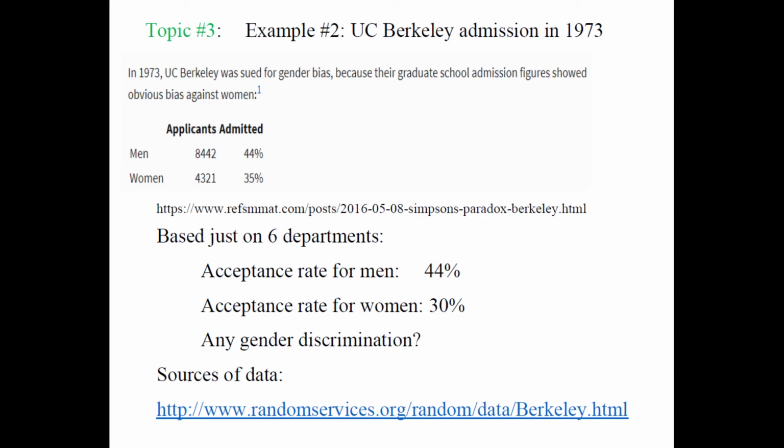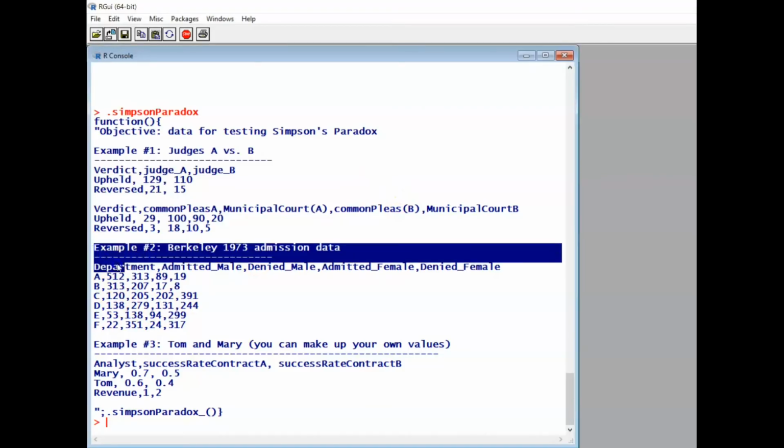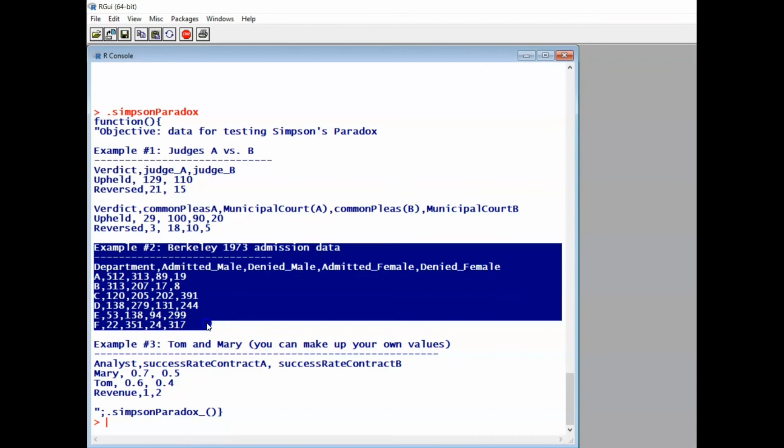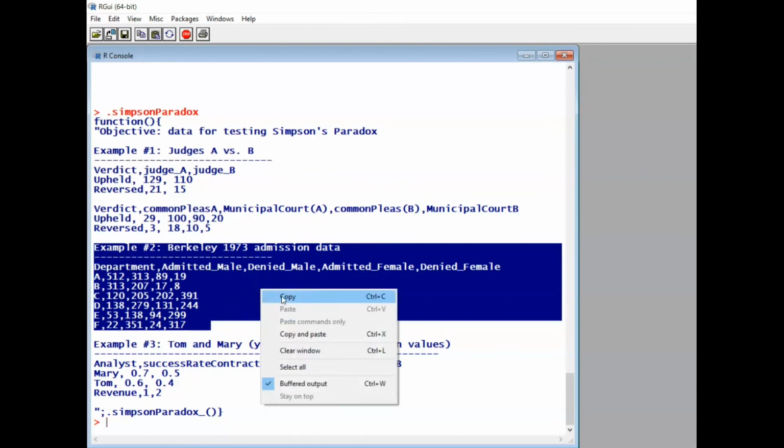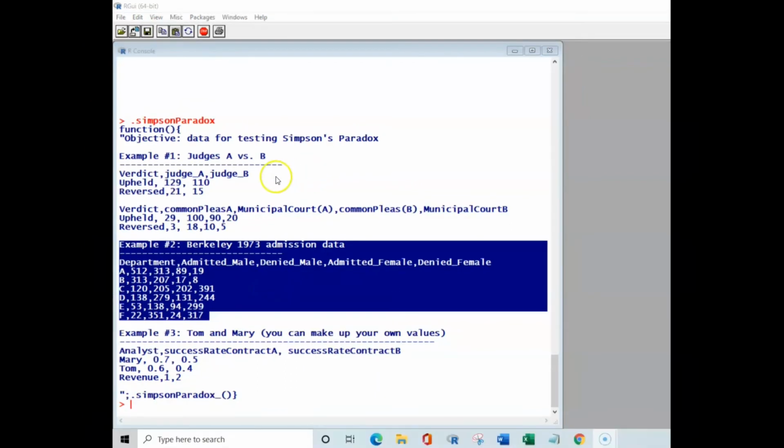The aggregated data acceptance rate for men is 44%. Acceptance rate for women is 30%. Any gender discrimination? Go back to R, we copy, then we launch Excel, and we paste it.